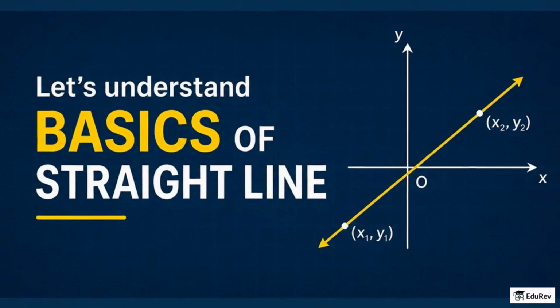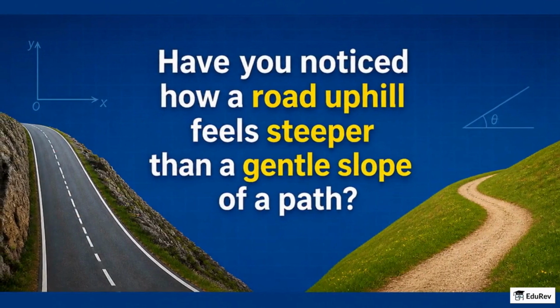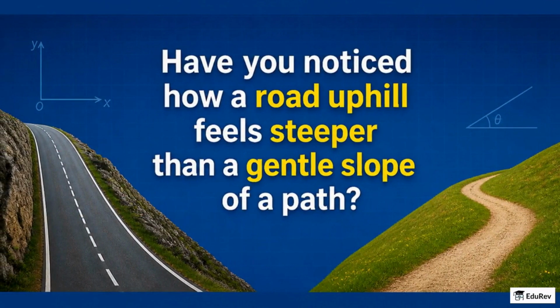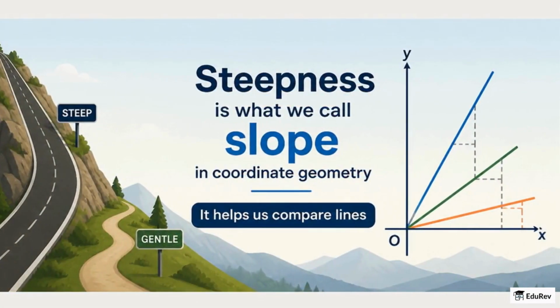Let's understand the basics of a straight line in this video. Have you noticed how a road uphill feels steeper than a gentle slope of a path? That steepness is exactly what we call slope in coordinate geometry, and it helps us compare lines.